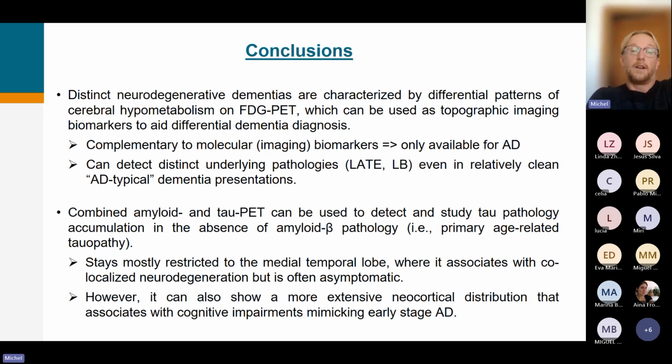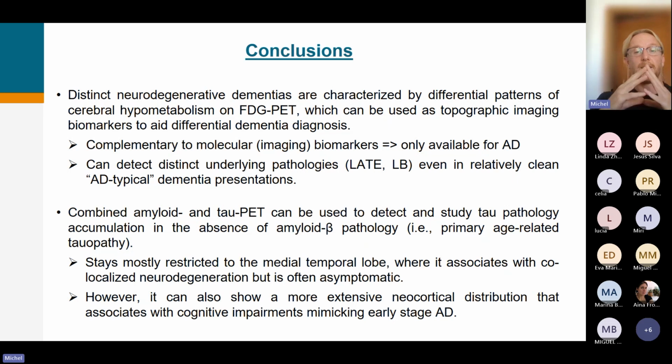So in the second part, I showed you how amyloid and tau PET combined can be used to detect and study longitudinally tau accumulation in the absence of amyloid beta pathology. And this is pathologically defined as primary age-related tauopathy. So we could longitudinally confirm some assumptions that have been made based on the cross-sectional autopsy data. And that is that this tau pathology mainly stays restricted to the medial temporal lobe, and this associates with colocalized neurodegeneration, but is often asymptomatic. So it's not a benign process, but it doesn't lead to these severe dementia syndromes.